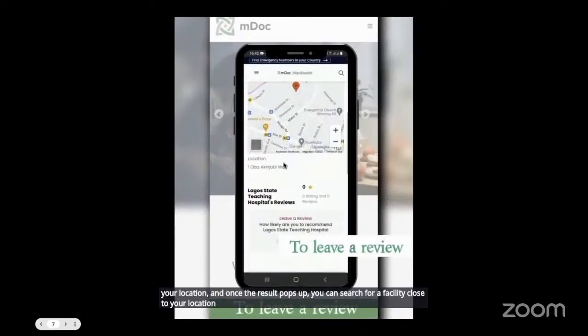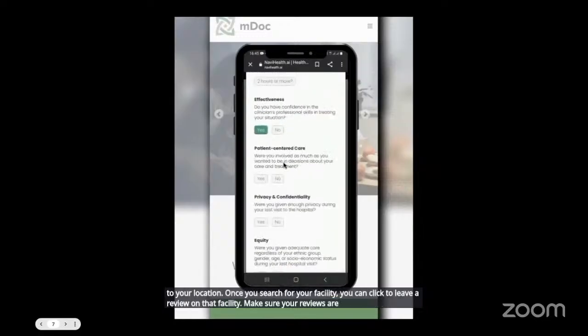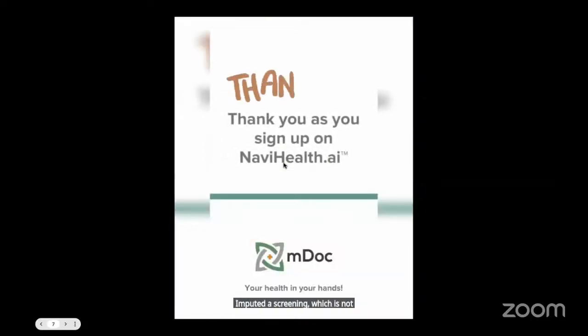Once you search for a facility, you can click to leave a review on that facility. Make sure your reviews are 100% authentic and original. Input a display name which is not your profile. And thank you for using NaviHealth.